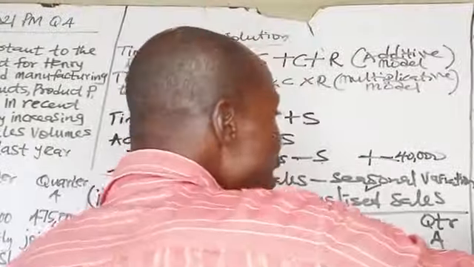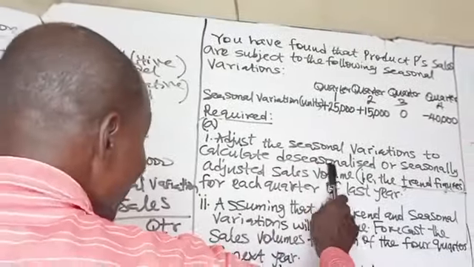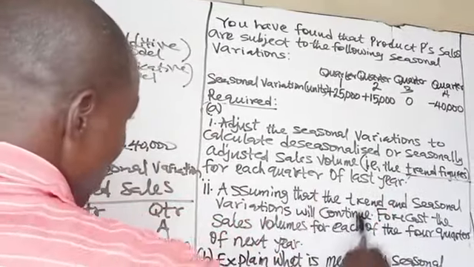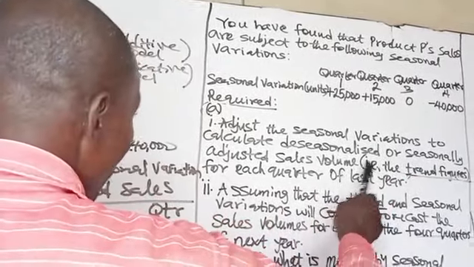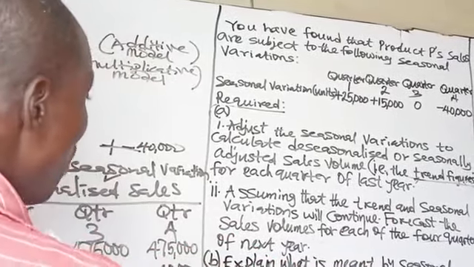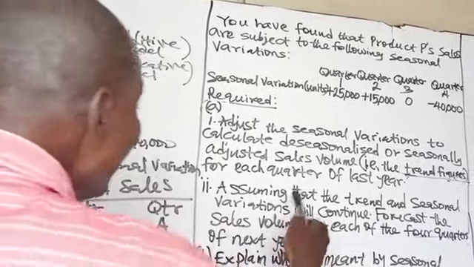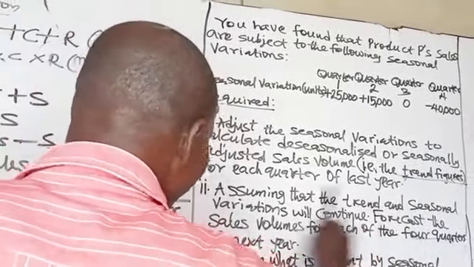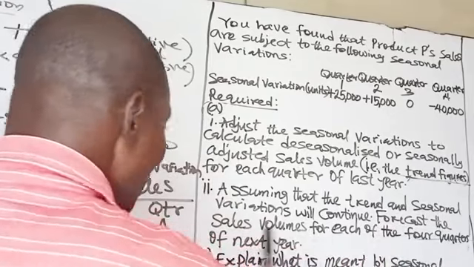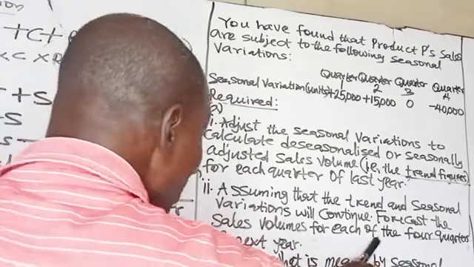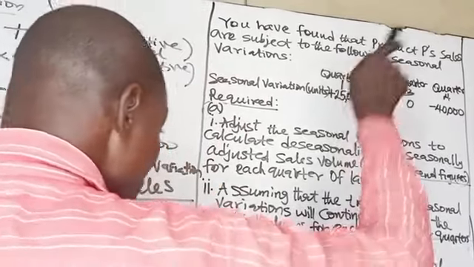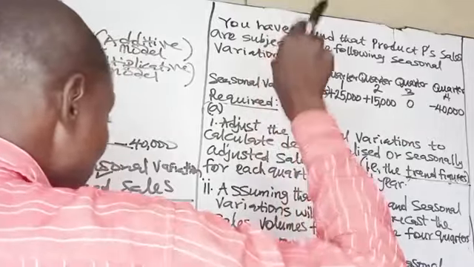You are to adjust the seasonal variations to calculate the seasonalized or seasonally adjusted sales volume. That is trend figures for each quarter of last year. That is what we have just done. Then Roman figure 2. Assuming that the trend and seasonal variations will continue, you have to forecast the sales volumes for each of the 4 quarters of next year. You want to make a forecast of sales volume for each of the quarters of next year.